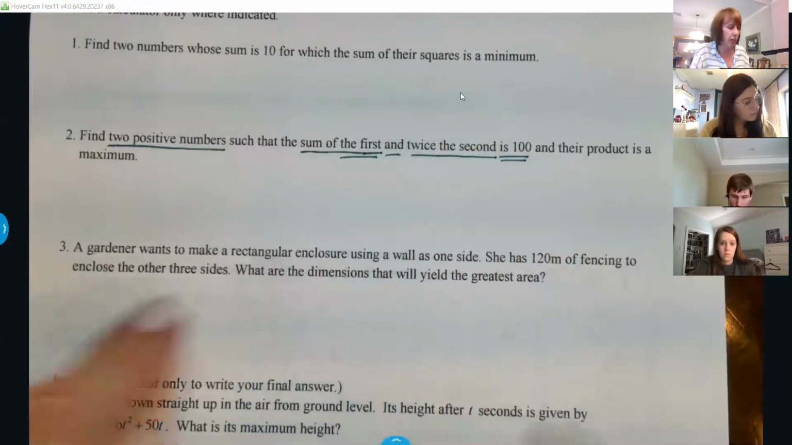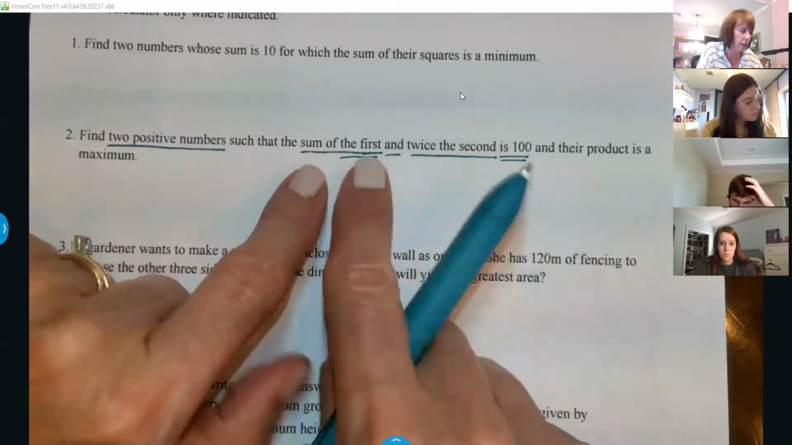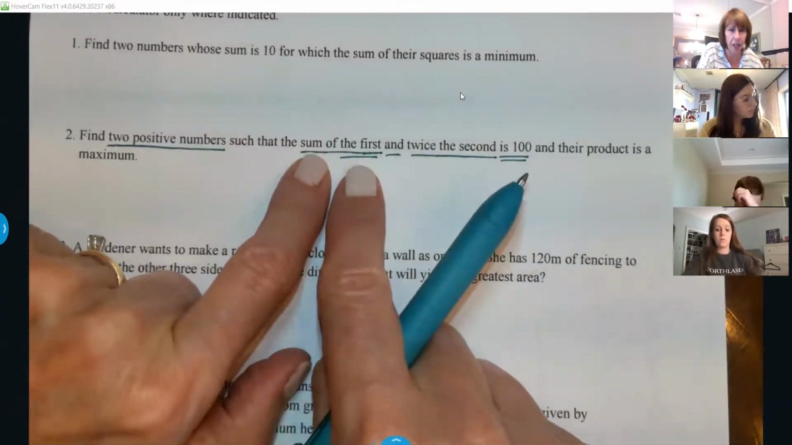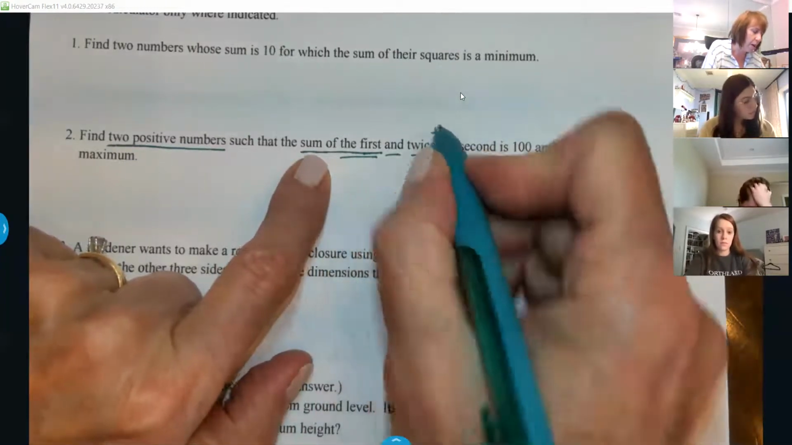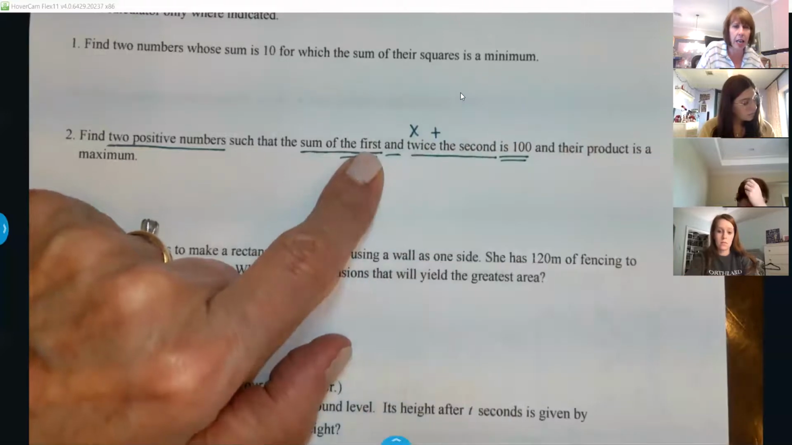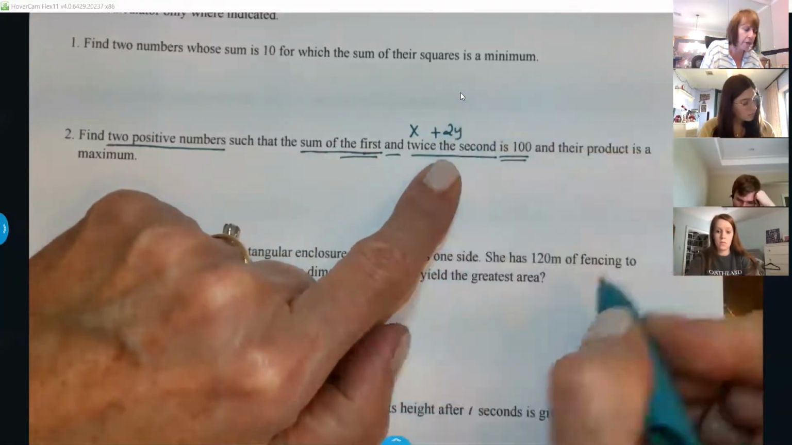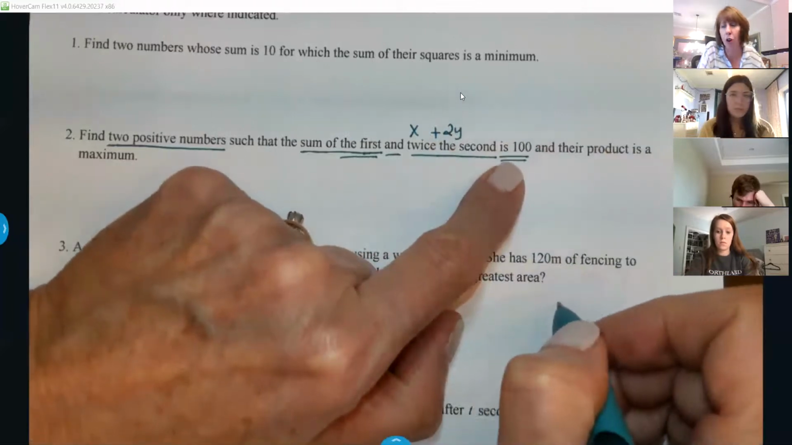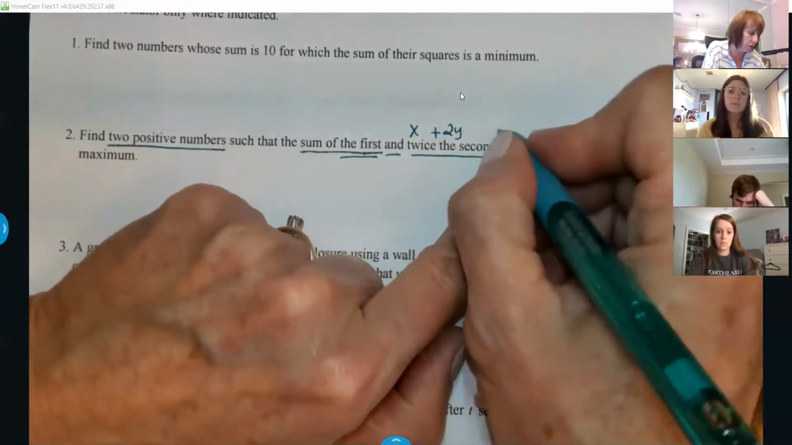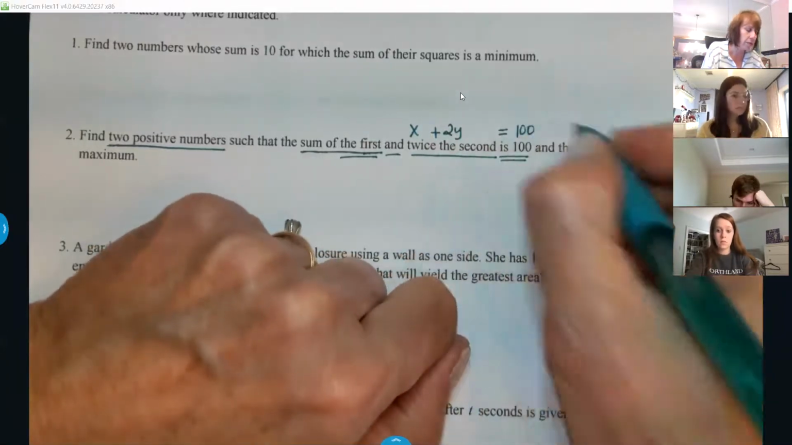So let's change this to a math equation, okay? The sum, so we're adding 2 things. The sum of the first number, I'll call that x, and twice the second number, I'll call that y, always equals, in math, 100.